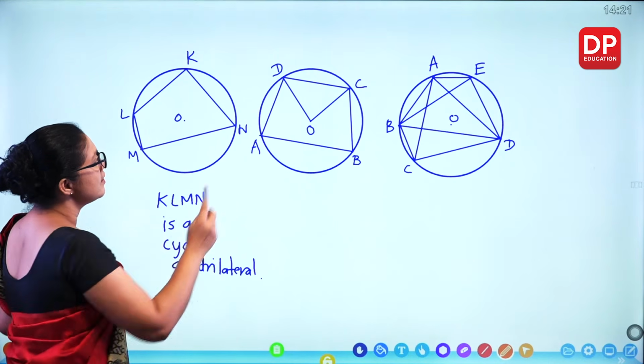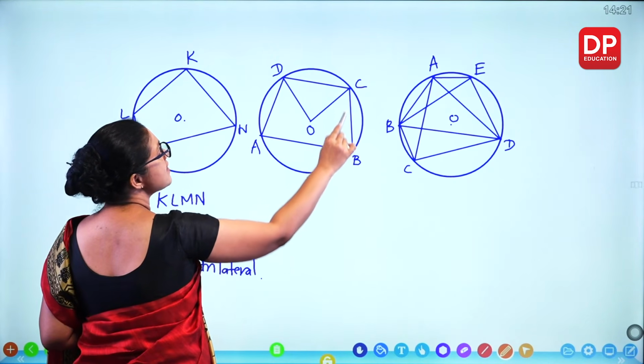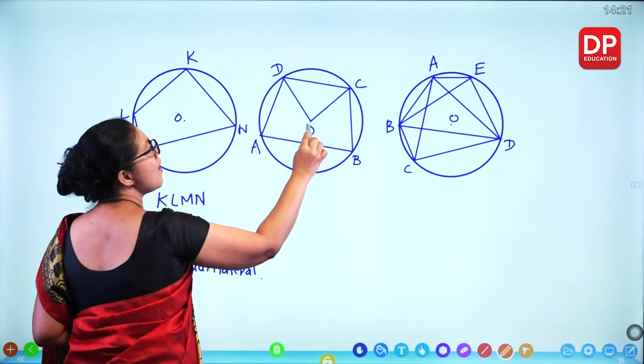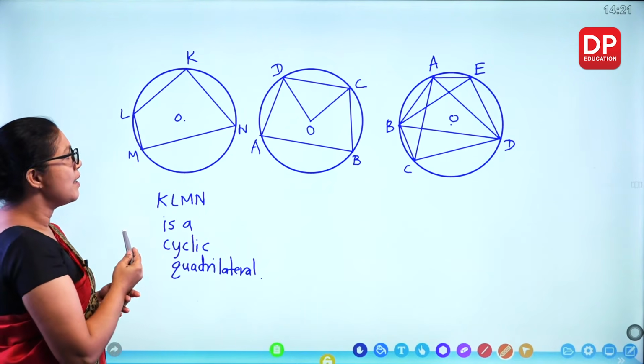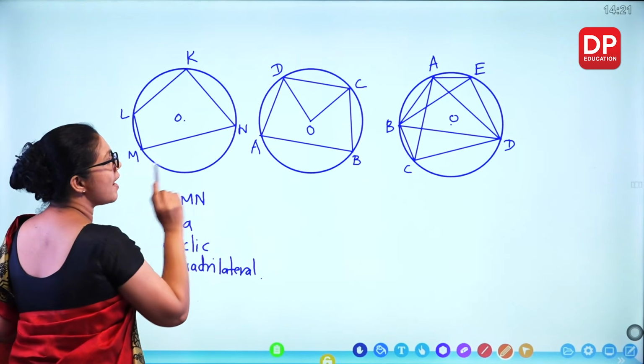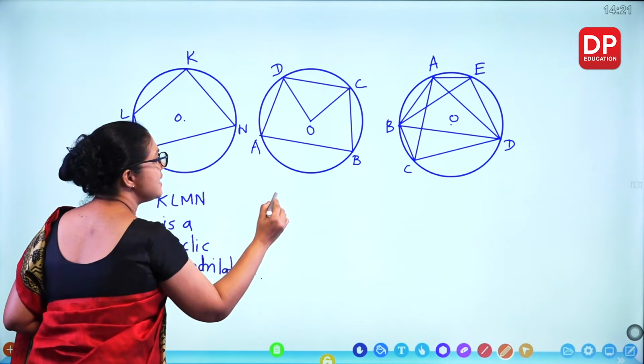Look at this one. Identify the cyclic quadrilateral. You have been given 2 extra lines. OD and OC both are radii. But what's the cyclic quadrilateral? ABCD.